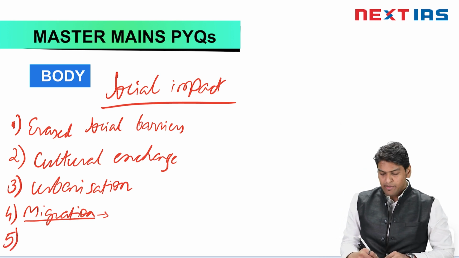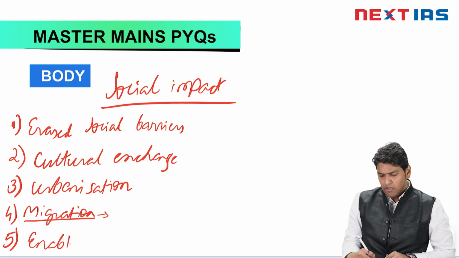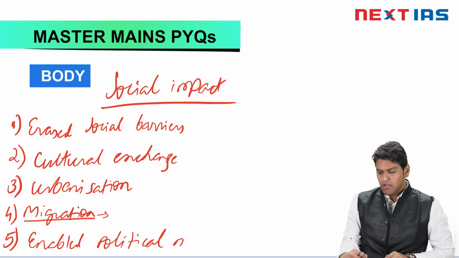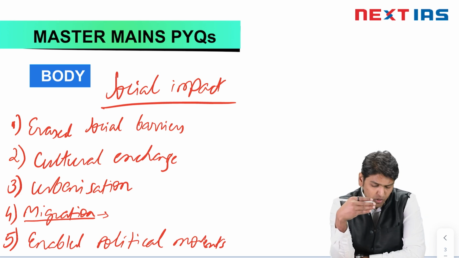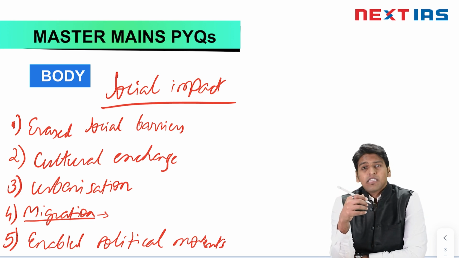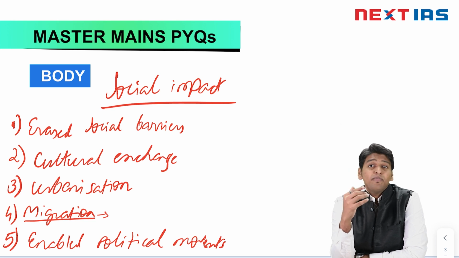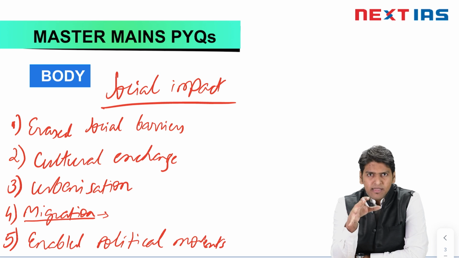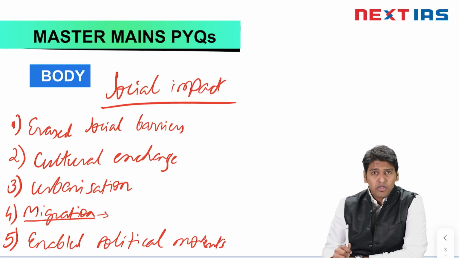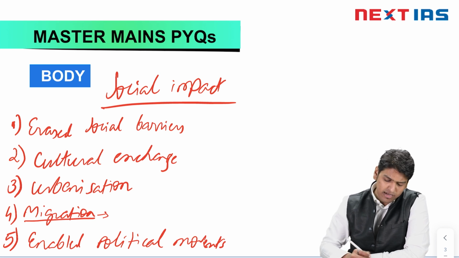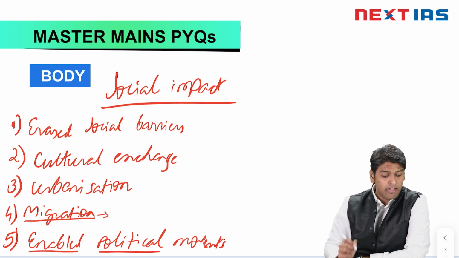Next, we see it enabled political movements as well. Like in India, for the development of nationalism and promotion of the national movement, railway deserves credit, because for the first time, people from different geographies could come together, and national organizations could come up. The credit for this should go to railways.